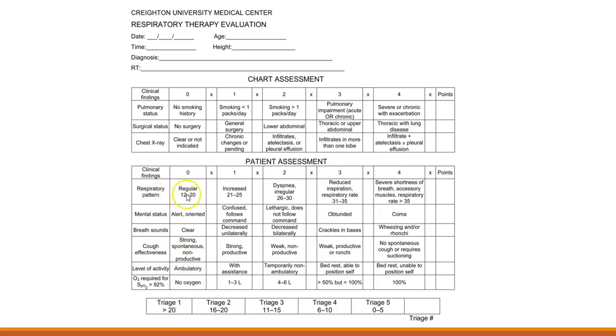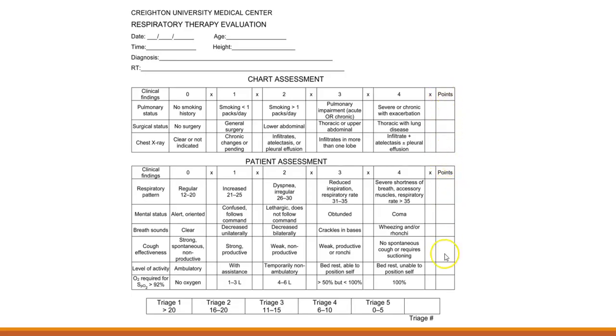What's the patient's respiratory pattern like? What's their rate? What is their mental status? Listen to the breath sounds. Can they cough effectively? And are they coughing something up with it? Are they ambulatory, meaning can they get up and move around? And how much oxygen do they need for a saturation greater than 92%?